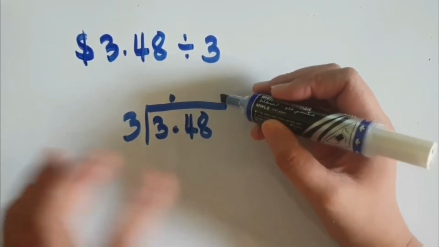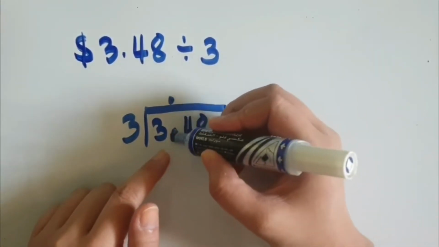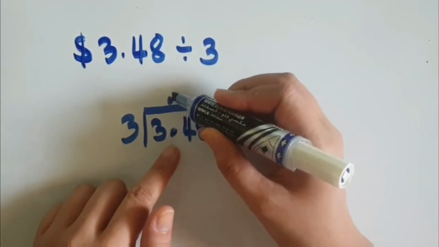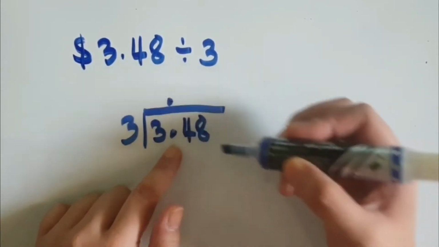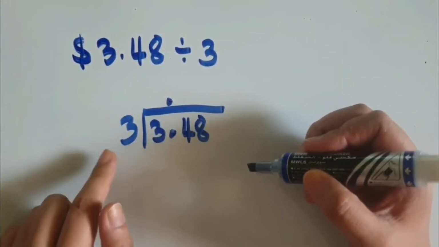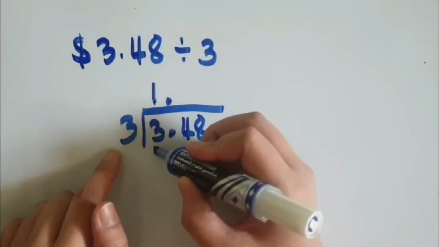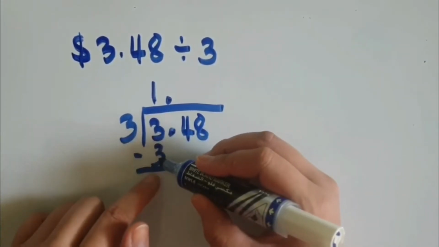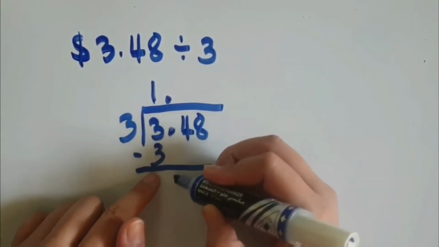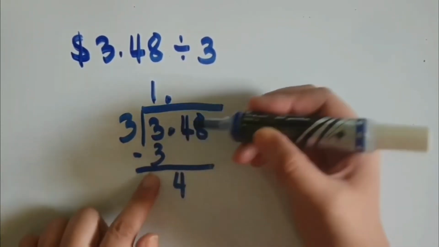Now, we will divide just like how we divide whole numbers also. But do not forget that you have the decimal point there aligned with the decimal point in our dividend. Now, we have 3 divided by 3, that is 1. And then 1 times 3 is 3. Then subtract. Then 3 minus 3 is 0. So, bring down 4. You don't have to bring down your decimal point here.